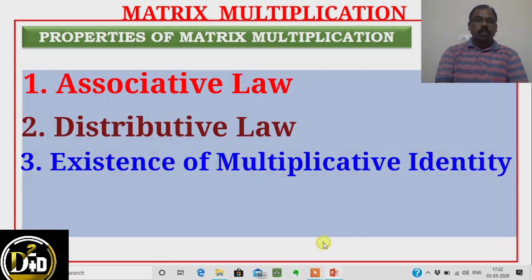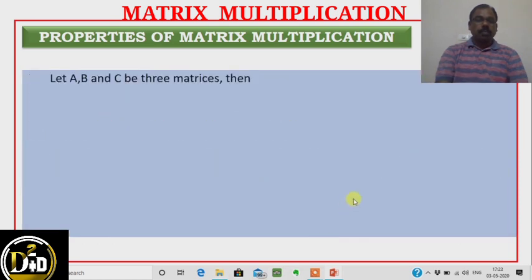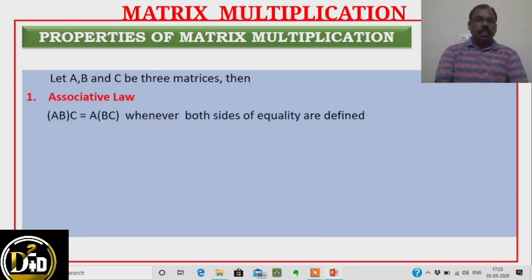Let us see what is associative law. For any three matrices A, B, and C, AB times C is equal to A times BC whenever both sides of equality are defined. This property we call associative law.